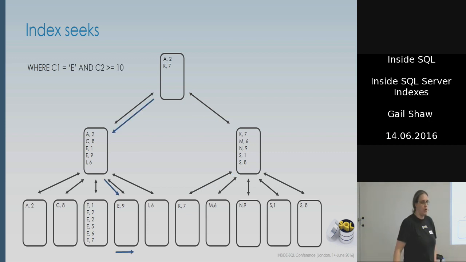All right, so on to a two-column seek. SQL is perfectly capable of seeking when it's got a two-column index and a two-column predicate that matches that index. It will seek on both predicates at once. So we're looking for E, so obviously this way. Now we've got two possibilities. We've got two pages that have got E on them.